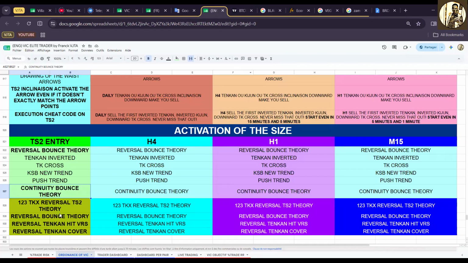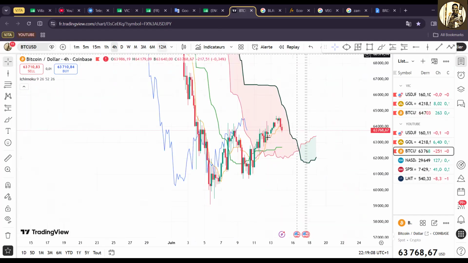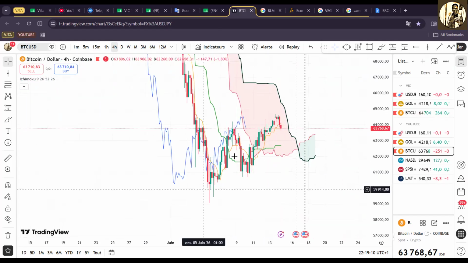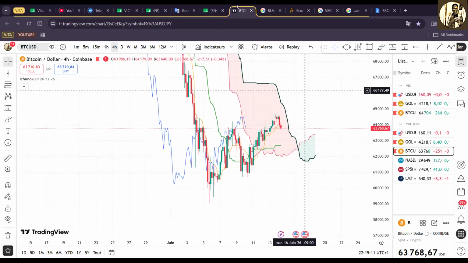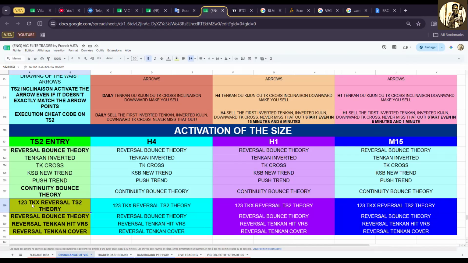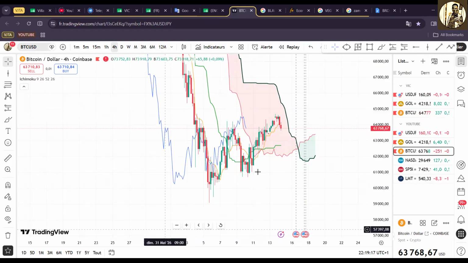So after that, we have near the end of this whole downtrend, when the price wants to start moving to the upside, what you will be seeing is the one to take a course reversal to the upside using the TS2 theory.